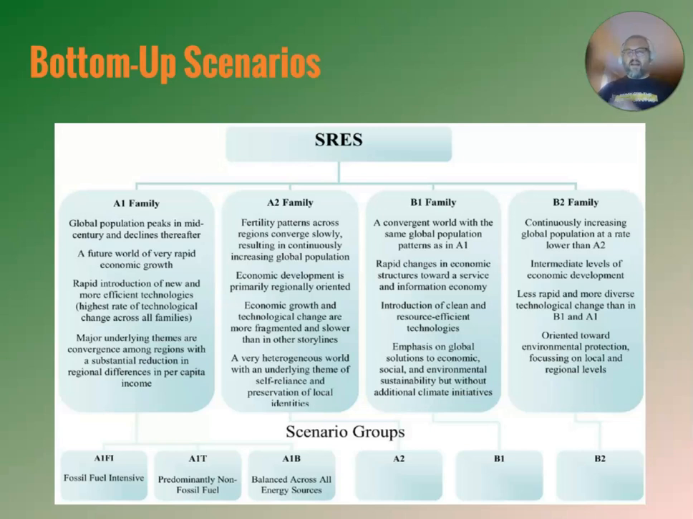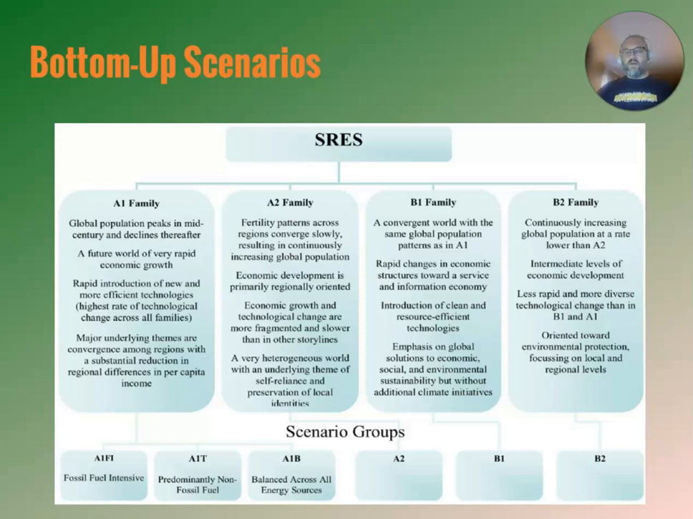So if we go to the other end there, the B2 scenario, rather than population peaking in mid-century, well, what if we have a continuously increasing global population? The population just continues to grow throughout the coming century. We have intermediate levels of economic development. So we have less economic growth in B2 than we had in A1. We also have less rapid technological change in B2 than we have in A1.